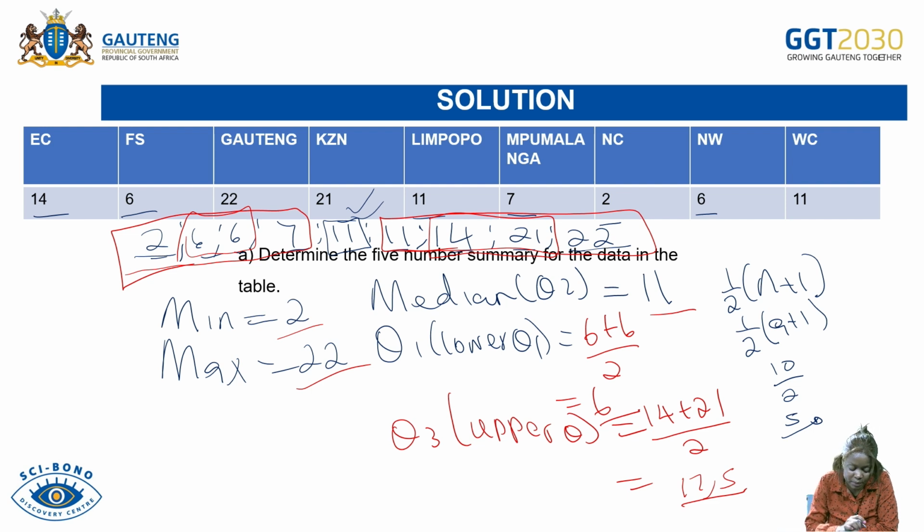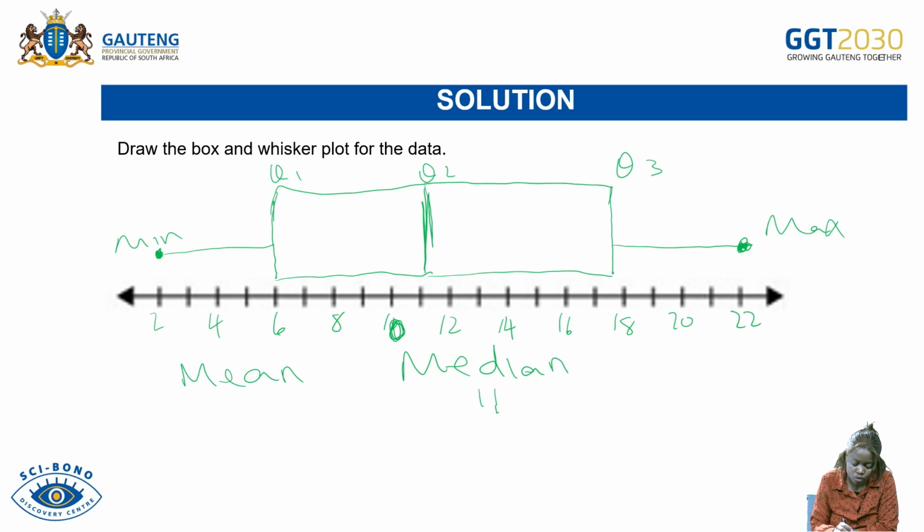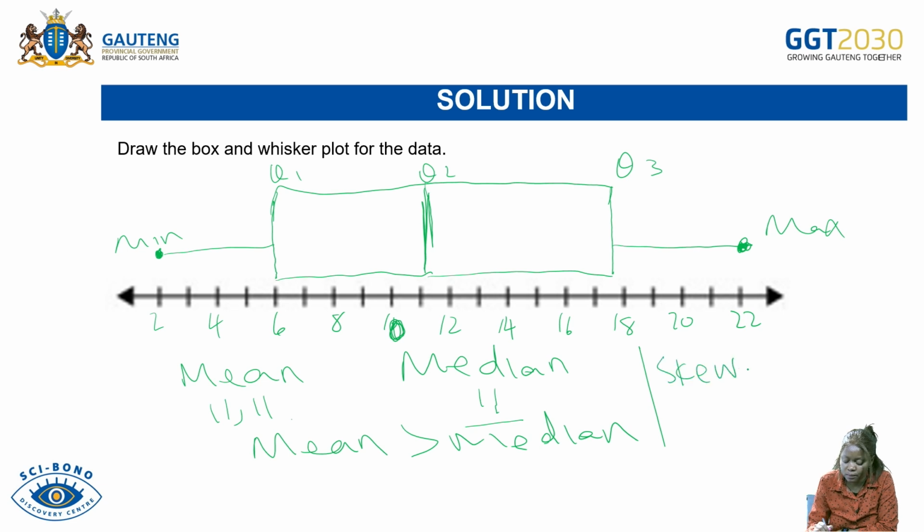Then you divide by the total, which is 1, 2, 3, 4, 5, 6, 7, 8, which is 9. You'll get 11.11. So your mean is 11.11, which is bigger than the median. So mean is bigger than the median. So it means your data set is still skewed to the right.